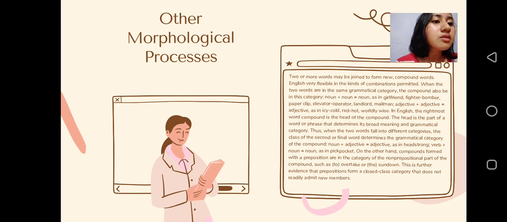When two words are in the same grammatical category, the compound is also in this category. Noun plus noun: the result is a noun, as in girlfriend, fighter bomber, paperclip, elevator operator, landlord, mailman. Adjective plus adjective: the result is an adjective, as in icy cold, red hot, worldly wise. In English, the rightmost word in a compound is the head of the compound. The head is the part of a word or phrase that determines its broad meaning and grammatical category.